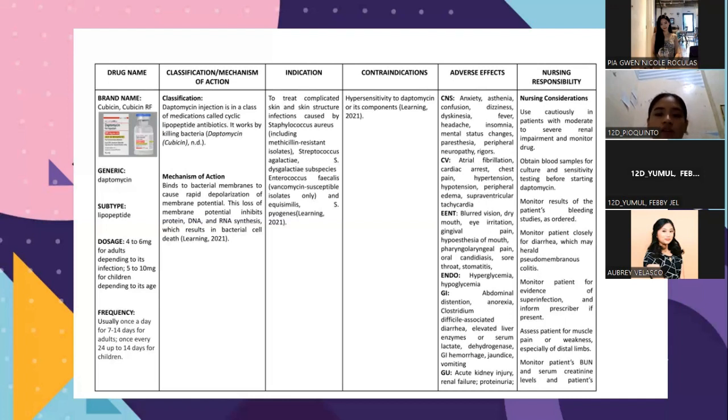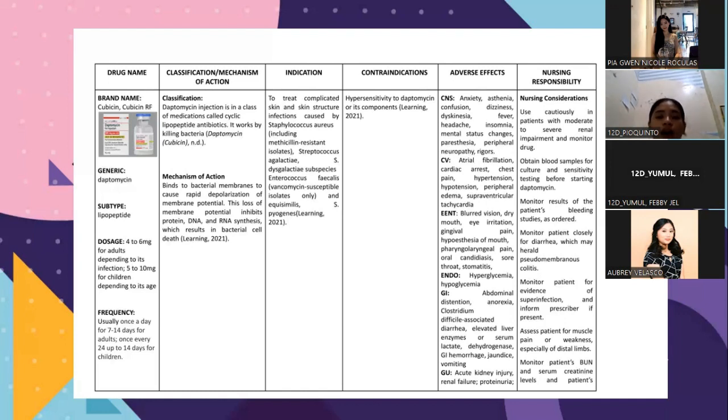So the indication of this drug is to treat complicated skin and skin structure infections caused by Staphylococcus aureus, including methicillin-resistant isolates, Streptococcus agalactiae, Streptococcus dysgalactiae subspecies equisimilis, Enterococcus faecalis, vancomycin-susceptible isolates only, and Streptococcus pyogenes. The contraindication of this drug is in individuals who have a hypersensitivity or allergic reaction to daptomycin or any of its components.